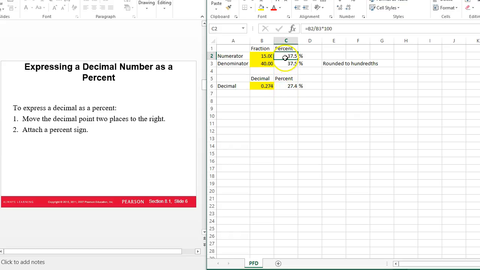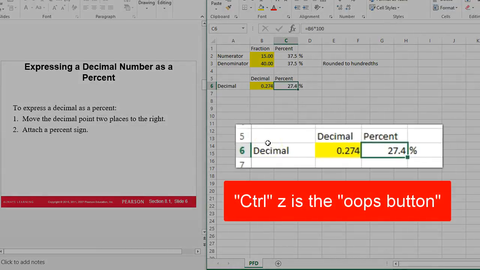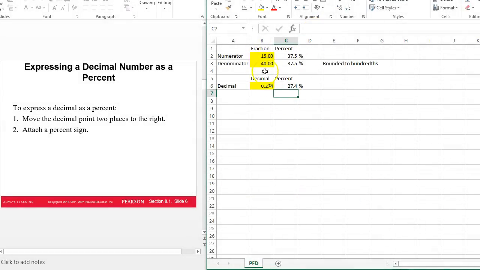Okay, if you ever do accidentally put something in this cell, like if I accidentally put in 56 in there, now it just has 56, you can hit Control Z on your keyboard, and it'll go back to having the formula in there. Okay, so make sure you only type into the ones that have the yellow.